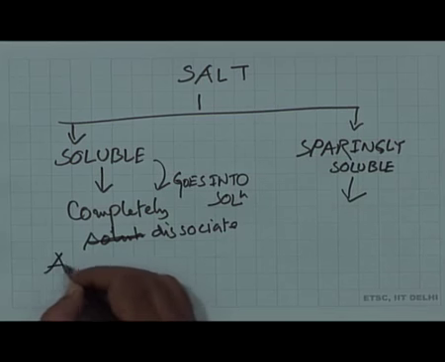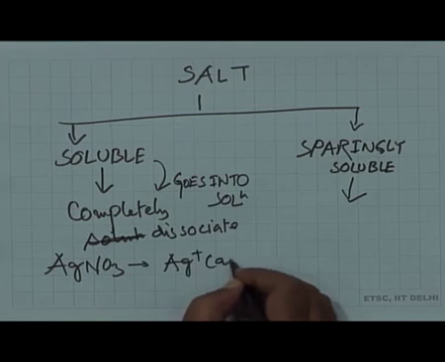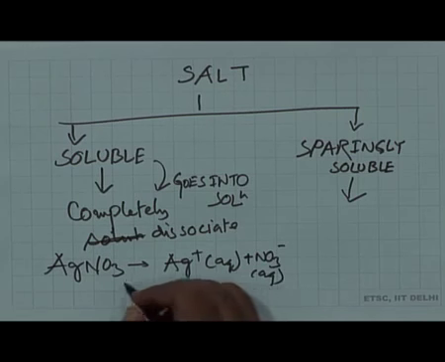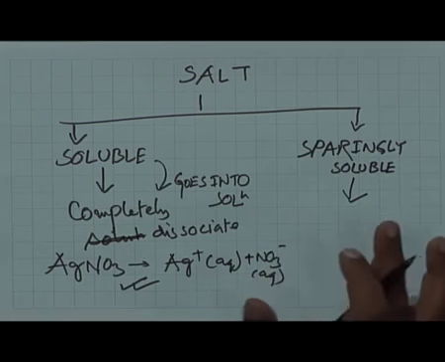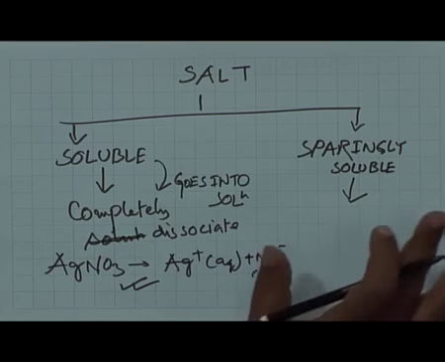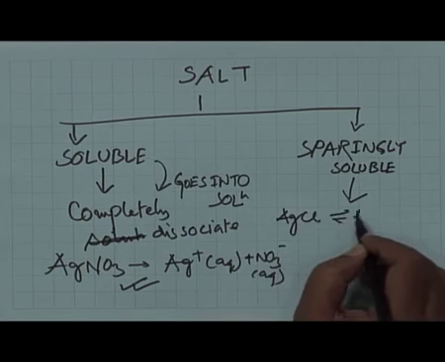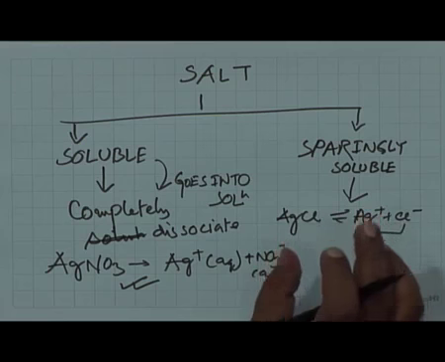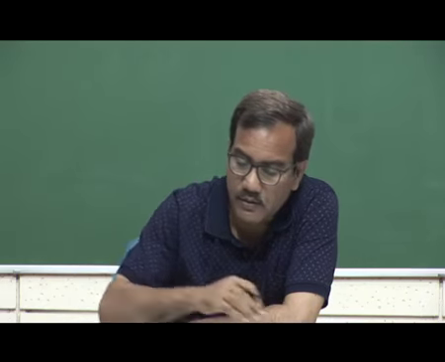So, for example, AgNO3, if you put in water, you will get Ag plus aqueous plus NO3 minus aqueous, and this is an irreversible reaction. It means AgNO3 is completely soluble, it is in solution and gives you ions. It completely dissociates to give ions. Whereas, if you take AgCl, it does not go into solution, only a small part goes into solution, and that is what we have discussed. First, I will discuss soluble salts.